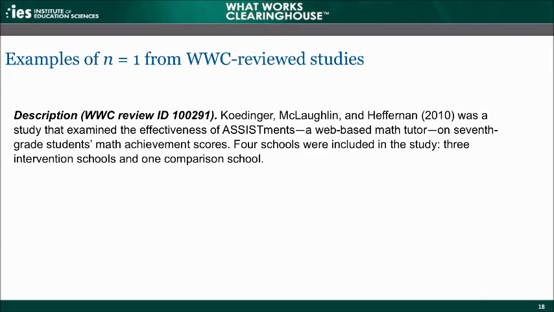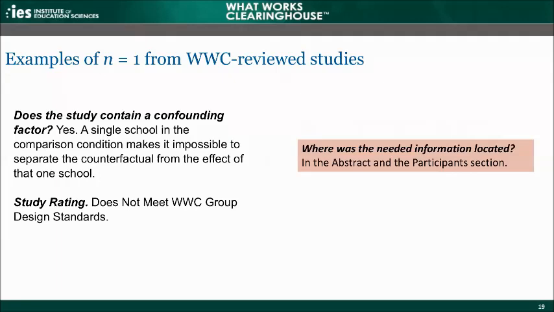Now, I think that is a really simple example, so don't think about it too long, and we can go right to our next slide. And yes, in this study, a single school in the comparison condition is a clear n equals 1 confound. We don't have a clean comparison condition in the study because there is only 1 school in that condition. Because we don't have a clean comparison condition, the effectiveness of the intervention cannot be isolated in the study. The study received the rating of does not meet the WWC group design standards.